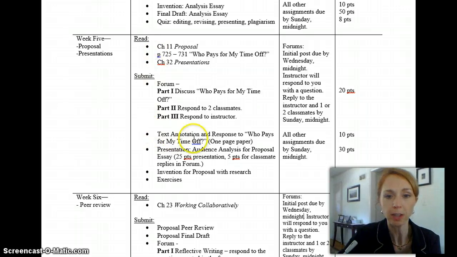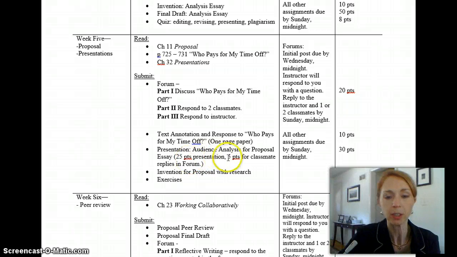So you'll turn in your text annotation on who pays for my time off. There are details in the Moodle about that, and then we will also discuss who pays for my time off. So of course it would be best if you annotate before you discuss. And then be sure to glance at chapter 32 to prepare for your presentation.